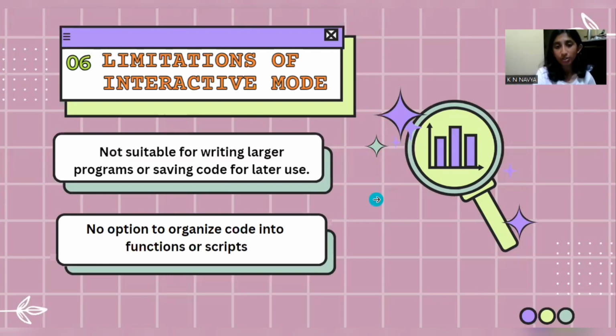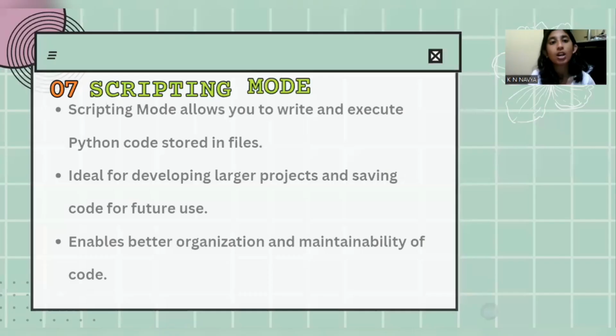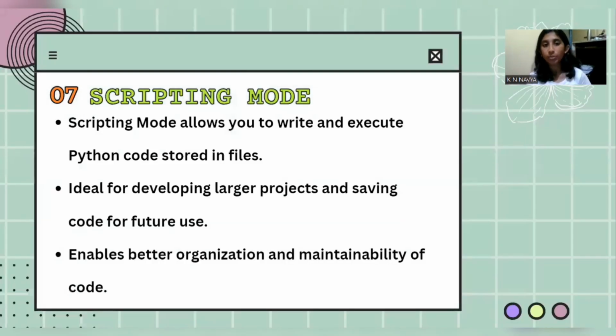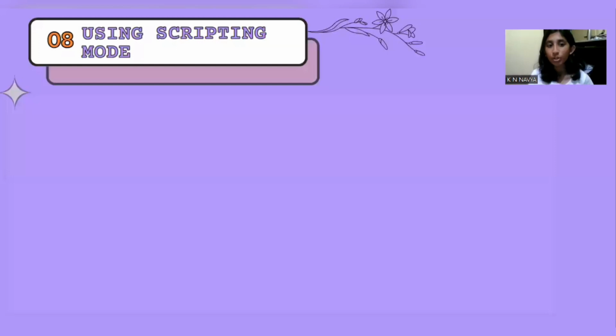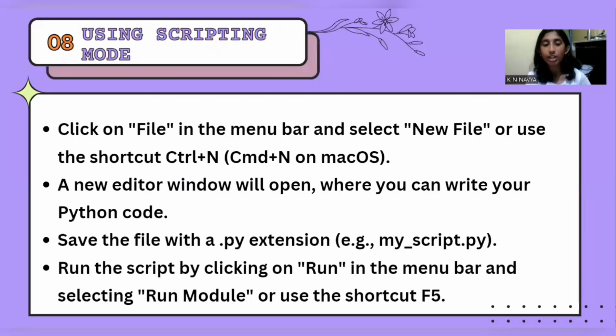Now let's get to know what scripting mode is. Scripting mode allows you to write and execute Python code, and also store it in a file. It is ideal for developing larger programs, and for saving them for the future. They're also organized and can be maintained. Now, how is scripting mode used? I'll be telling you this in advance because it's quite different from the interactive mode.